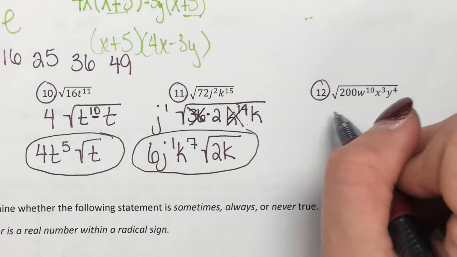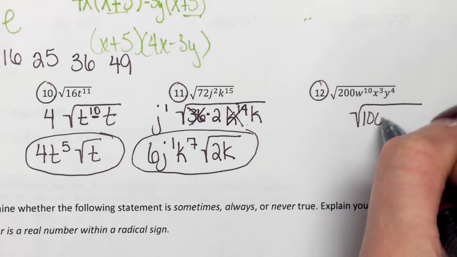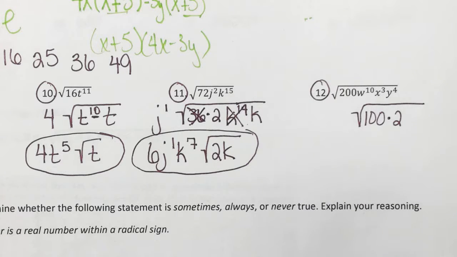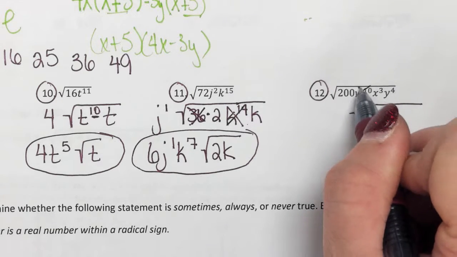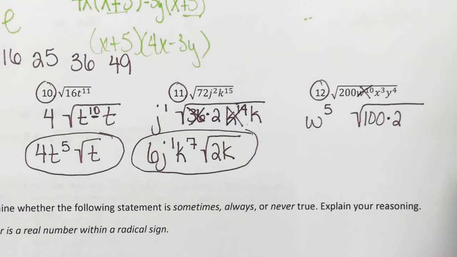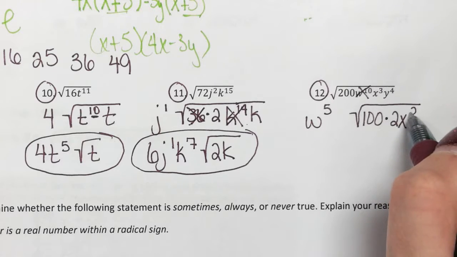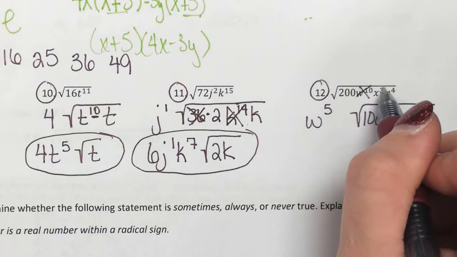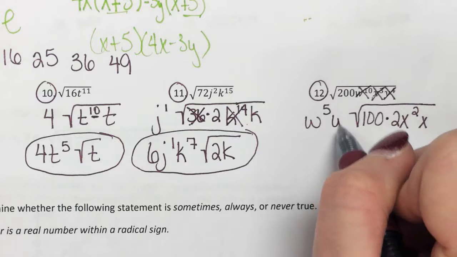Alright, what about 200? What perfect square goes into 200? 100. There you go. 100 times what? Times 2. Alright, can I divide this one by 2? Yeah? What you get? 5. Can I divide this guy by 2? Yep. So I gotta break them up. 2 and 1 gives you 3. And can I divide that guy by 2? Yep. Y2. There you go.